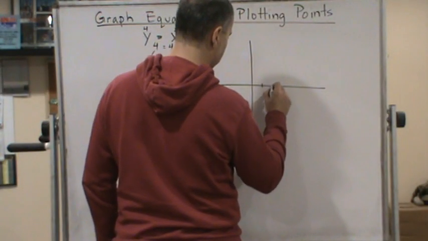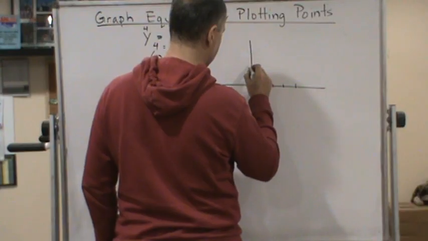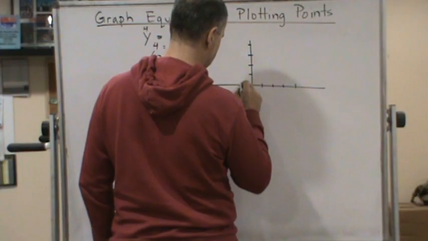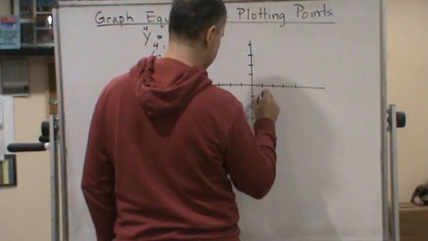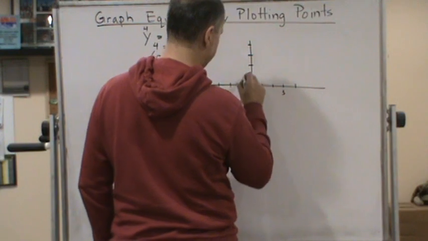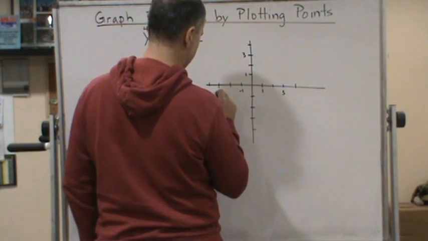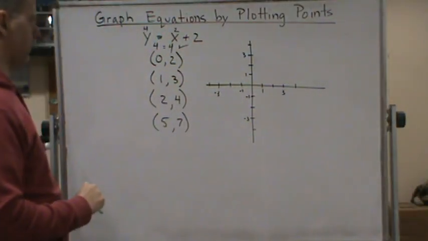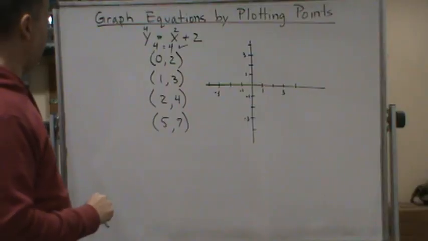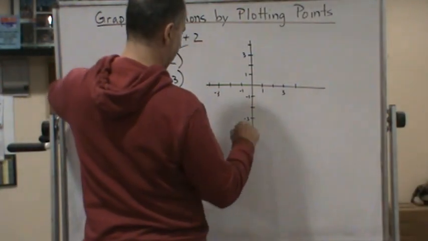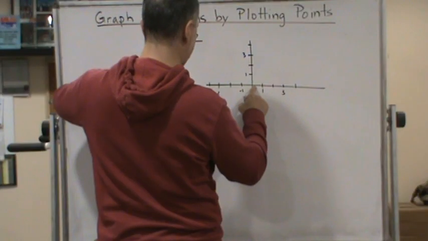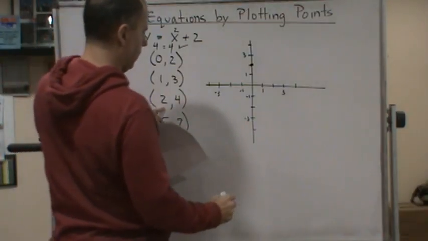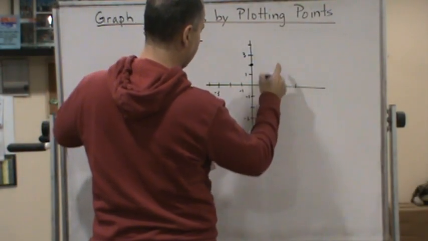So let's just do this. Let's take (0, 2). So (0, 2) is right here. And let's plot (2, 4). So (2, 4) is right here.